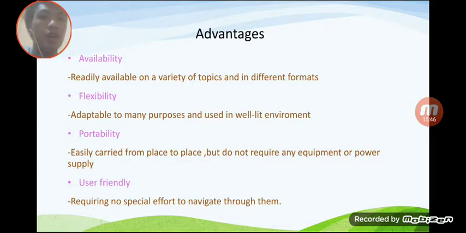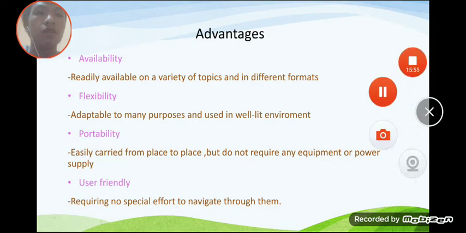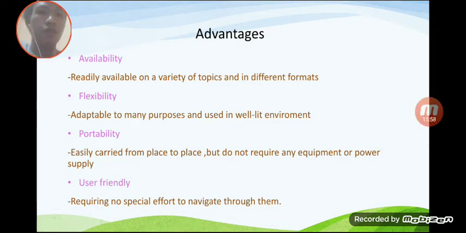Advantages. Availability, readily available on a variety of topics and in different formats. Flexibility, adaptable to many purposes and used in well-lit environments. Portability, easily carried from place to place and does not require any equipment or power supply. User-friendly, requiring no special effort to navigate through them.